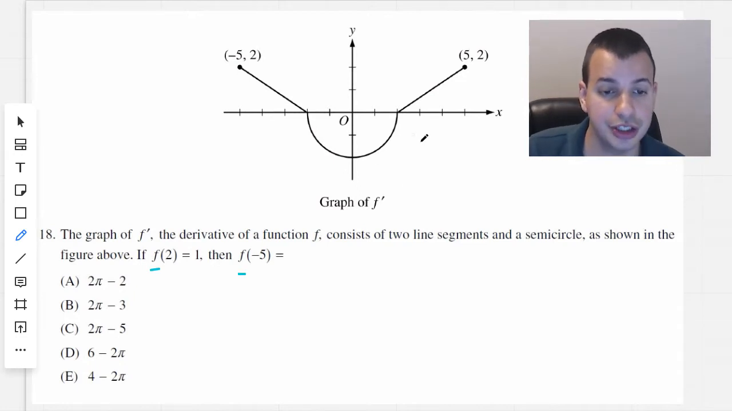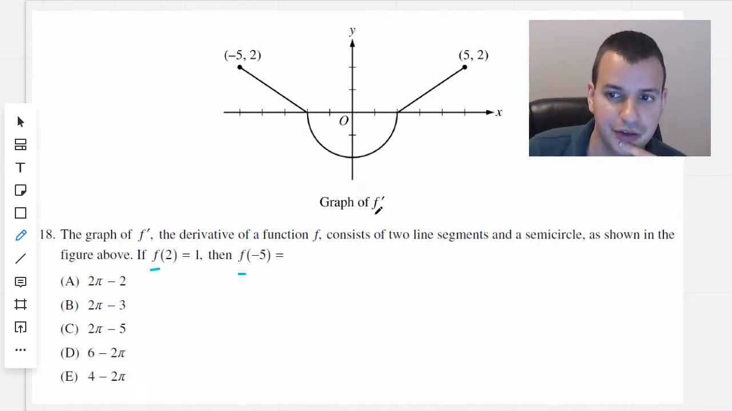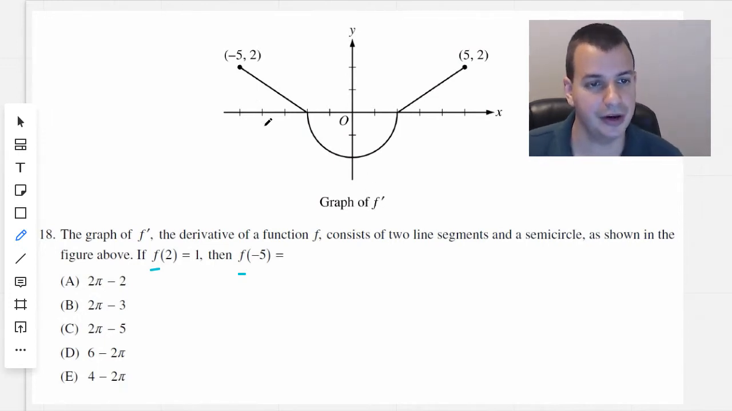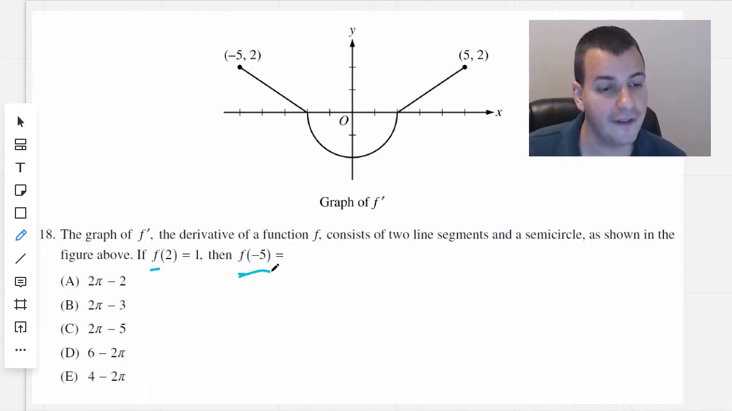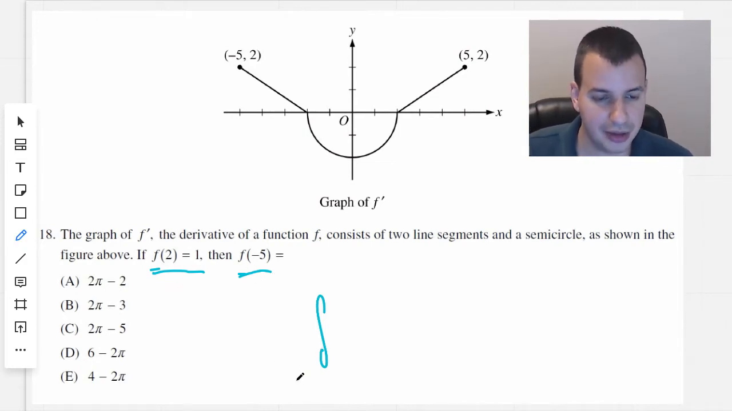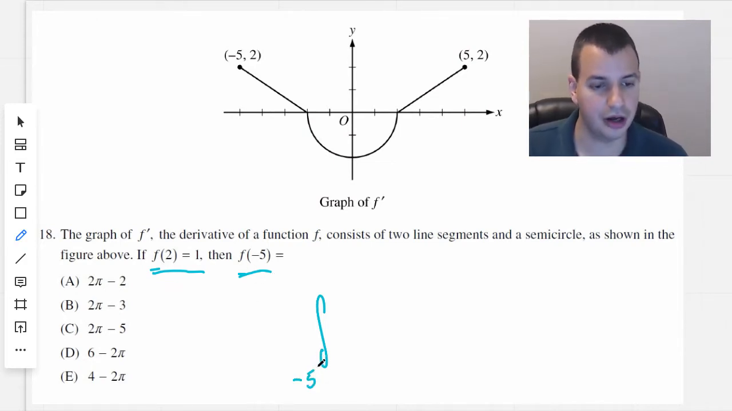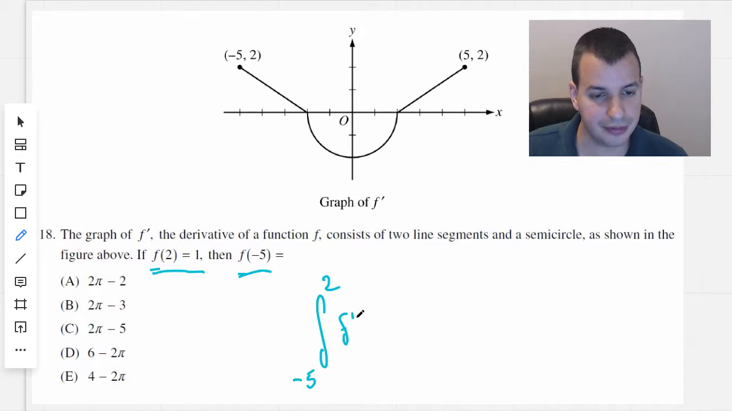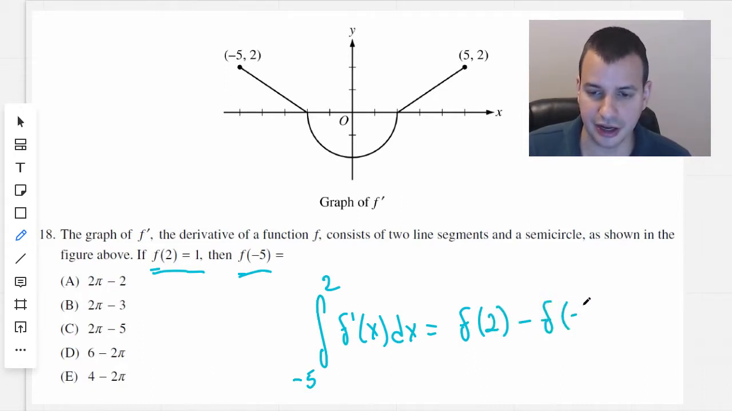So to convert f prime to the function f, we're going to have to do the integral. The integral of the derivative will just be the function, so we'll find the area under the curve. We're given f of -5, and we're given f of 2. I really don't know where to start from here, but I'm going to use the data that I'm given. So we take the integral from -5 to 2 of f prime of x dx, and that'll equal f of 2 minus f of -5.